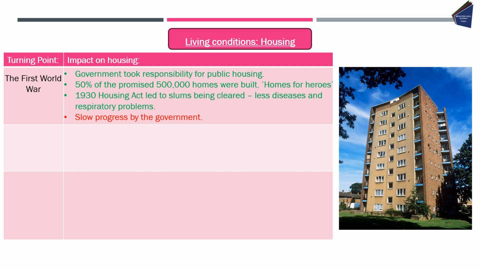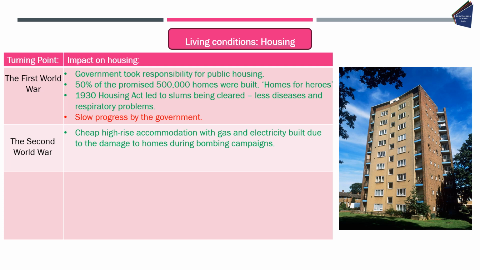We then see the Second World War as a turning point as well, and this leads to, following this, a rise in the number of cheap high-rise accommodation that is produced, examples such as the one that you can see on the screen. These had gas and electricity, and they were built due to the damage to homes that had been caused during the bombing campaigns of the Second World War. So this is why we get these new high-rise flats appearing.